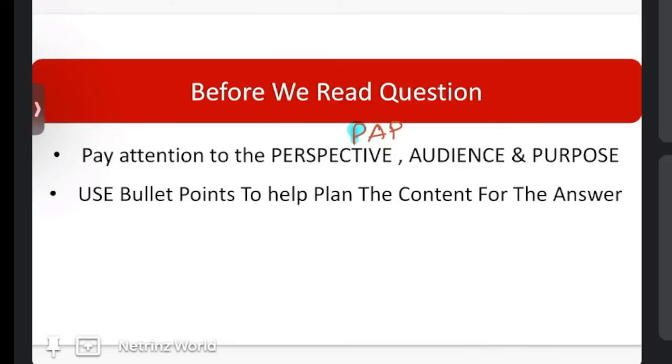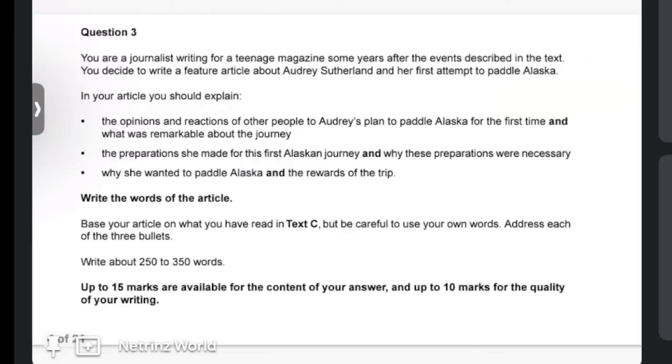And secondly, instead of writing in full, use bullet points to help plan the content for the answer. Please do not go beyond the bullet points given. Please use those bullet points only. Simple as that. Okay, now let's move on to the question.